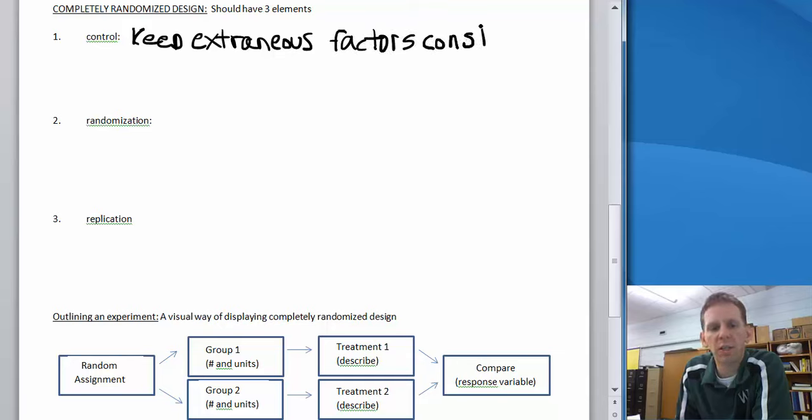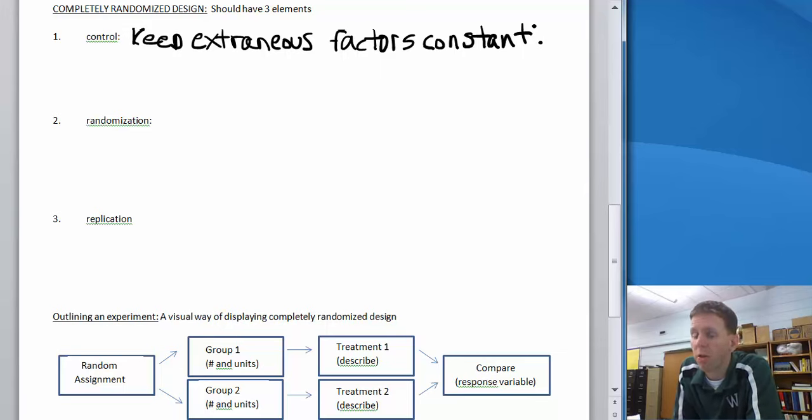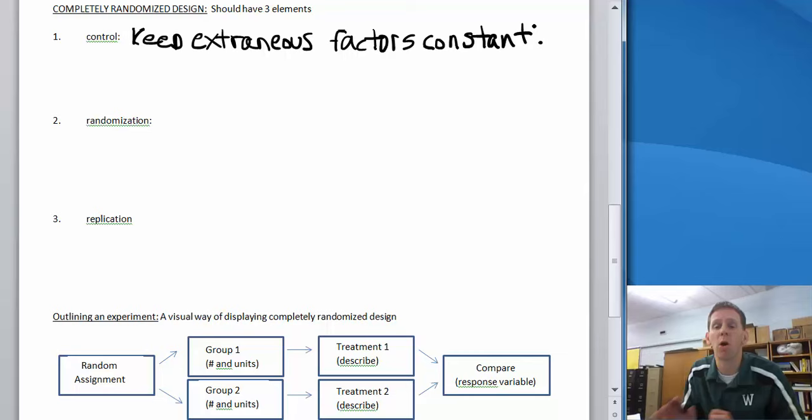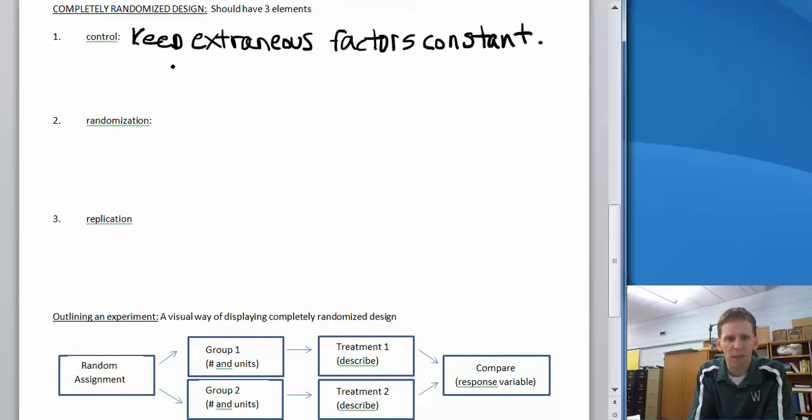So in the case of the cookies example, what that might mean is we're going to adjust the salt contents, we're going to adjust the temperature, but we're going to otherwise use the same amounts of batter, we're going to use the same ovens, we're going to keep all of these other extraneous factors constant. Why is that important? This reduces the effect of confounding variables.